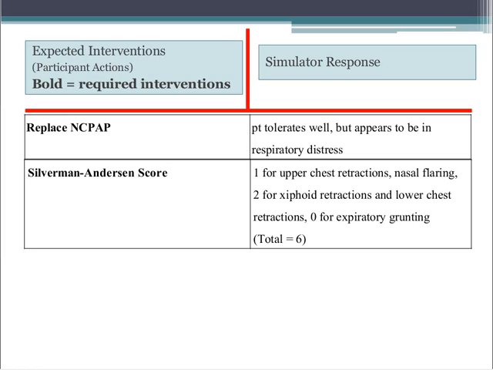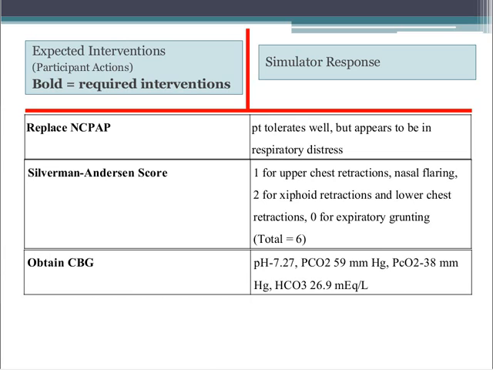So the patient is having upper chest retractions, nasal flaring, xiphoid retractions, and lower chest retractions, but they're not grunting. So what we're hoping is at the end of that, the respiratory student gives the patient a 6. If they don't give them a 6, as the instructor, you'll make a note of it, and then we'll talk about it in the debriefing about how you would do a Silverman-Anderson score.